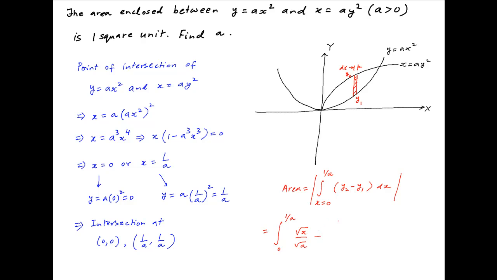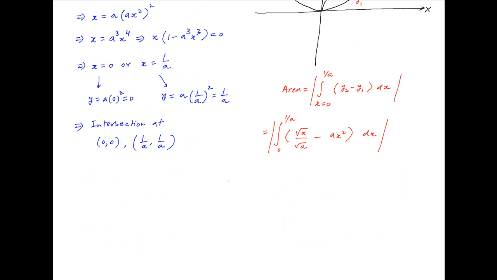Now the ordinate of x = ay² is obtained by solving for y, which is equal to square root of x divided by square root of a. And the ordinate of y = ax² is ax². Therefore, the required area is equal to the modulus of the integral from 0 to 1/a of (√x/√a − ax²) dx.